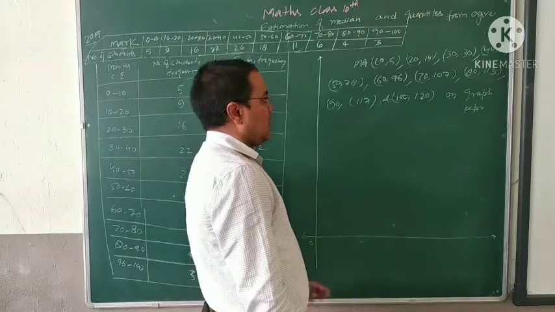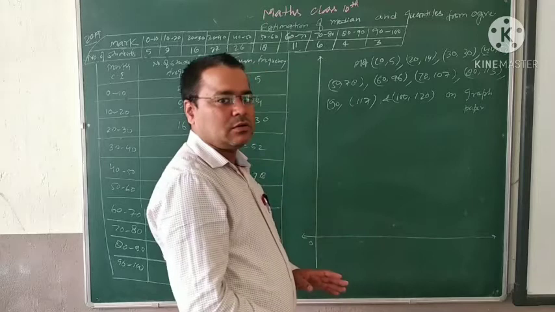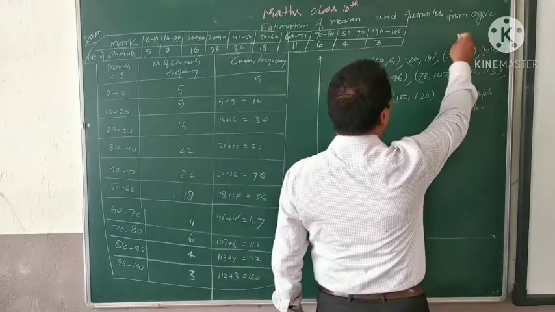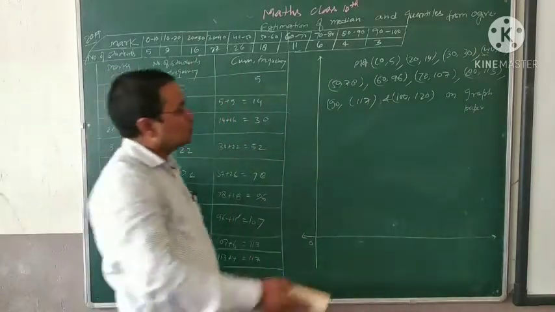After this, on the right top corner, we write a scale. The scale should be in the right top corner. Wait, this is a long portion. You take time.